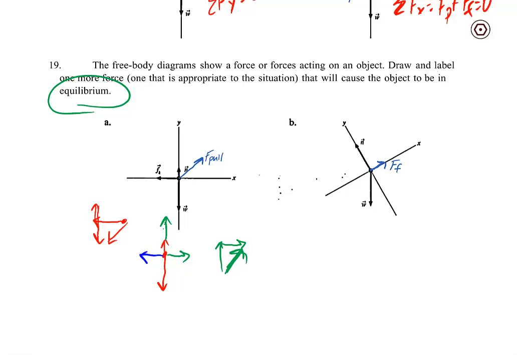So same thing in B, right? It kind of looks like it's on an incline, so if we have the weight down and the normal force up, we know that in a situation like this, the weight y would cancel the normal force, and then you would have the weight x pulling down the slope, so we need some sort of force up the slope to cancel that force down the slope of weight x.